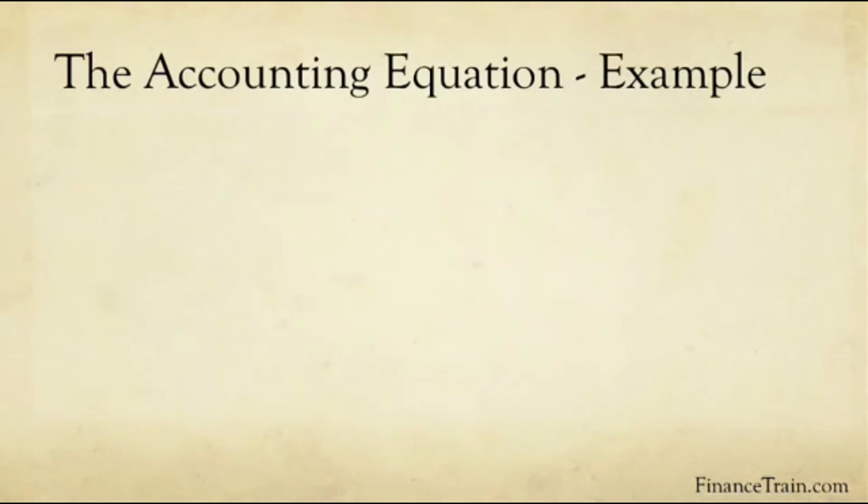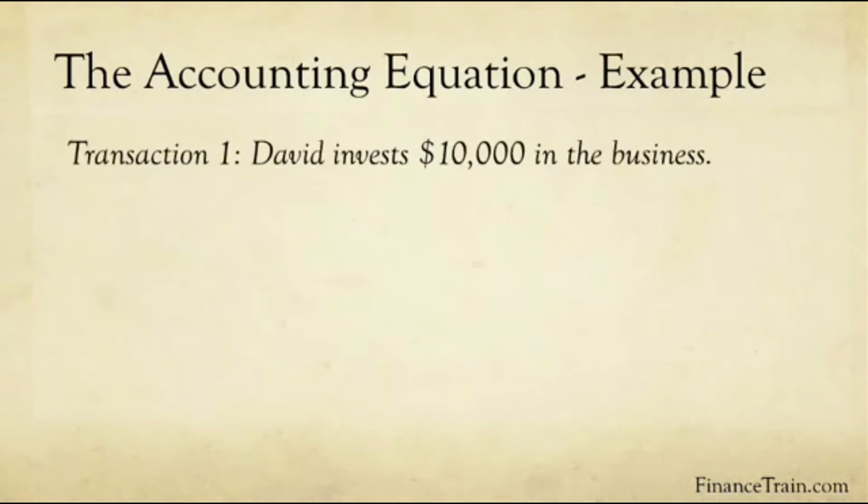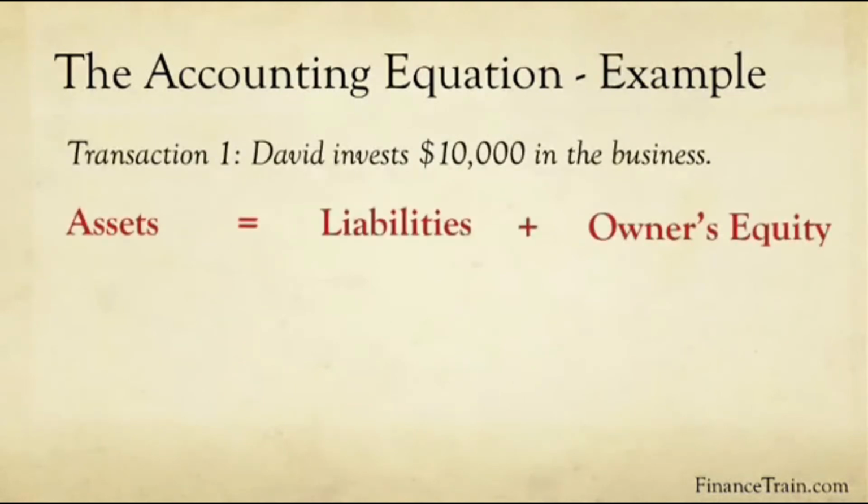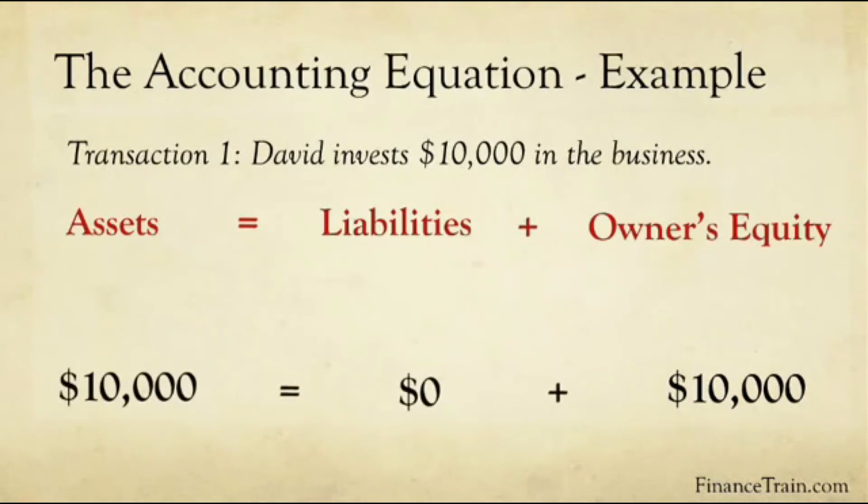Let's take the transactions at the Web Design Inc. and see how they fit into the accounting equation. The very first transaction occurred when David invested $10,000 in the business. This $10,000 is the capital or owner's equity. In this transaction, an asset in the form of cash is created for the business.